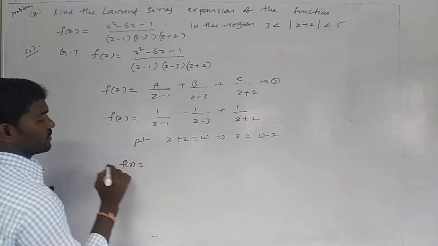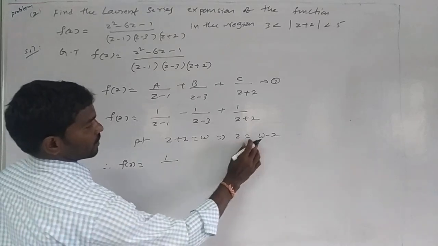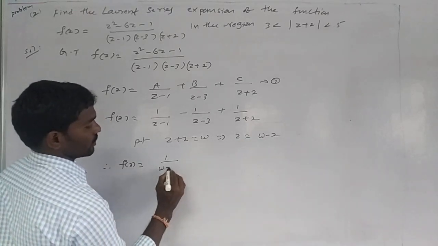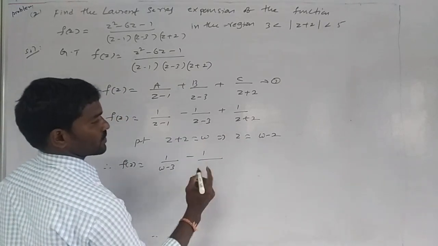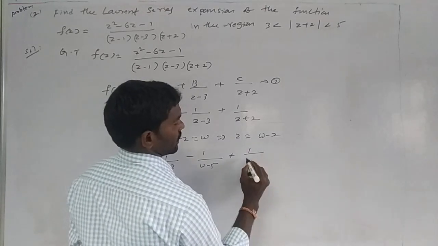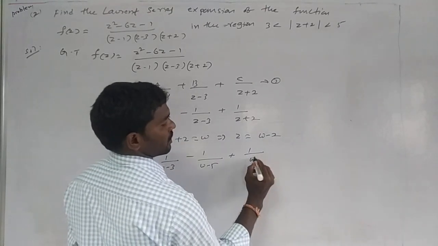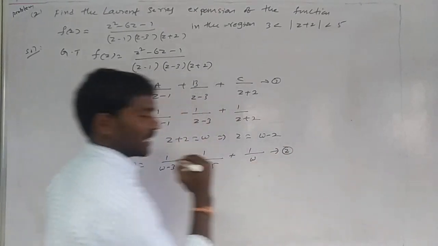Therefore f(z) equals 1 divided by (w − 2 − 1), that equals w − 3, minus 1 divided by (w − 2 − 3), that is w − 5, plus 1 divided by (w − 2 + 2), which means w. Call it the second equation.